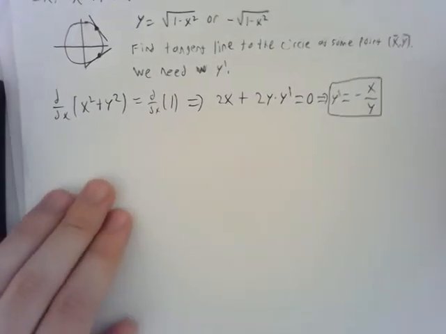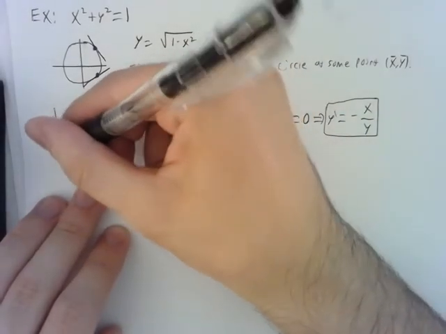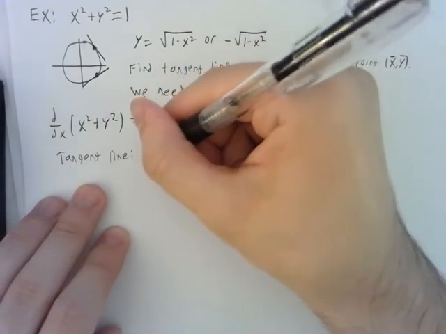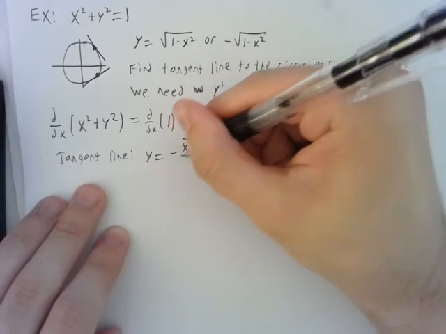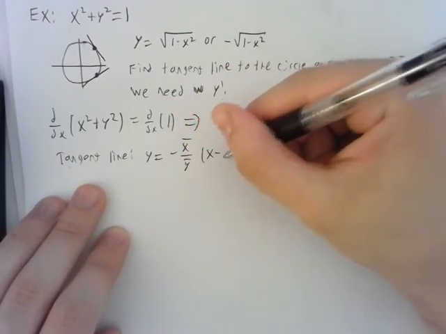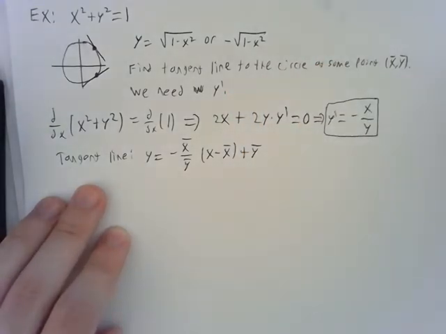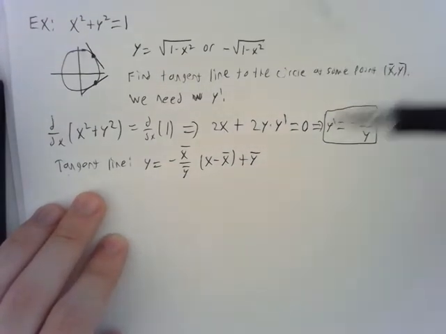If we want to find the equation for the tangent line, we'll have y equals the slope, which is negative x bar over y bar, times x minus x bar plus y bar. So this is the point slope formula. So this would be the tangent line for the circle.